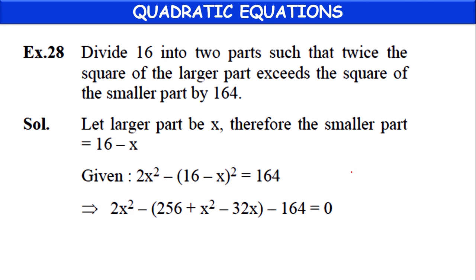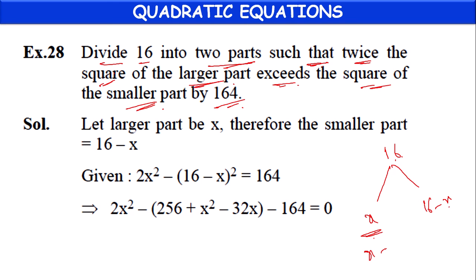Next, the last example, Example 28. Divide 16 into two parts such that twice the square of the larger part exceeds the square of the smaller part by 164. We have to divide 16 into two parts. If one part we assume as x, the other part will be 16 minus x, so that their sum is equal to 16.